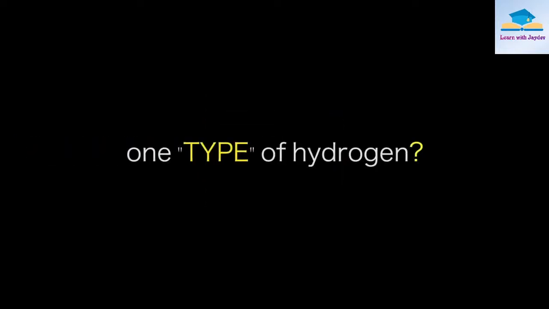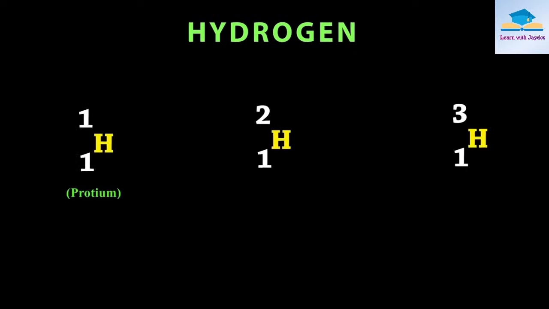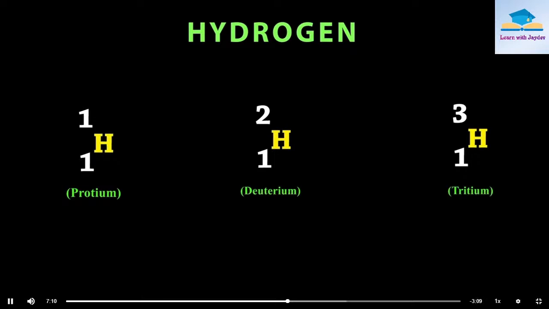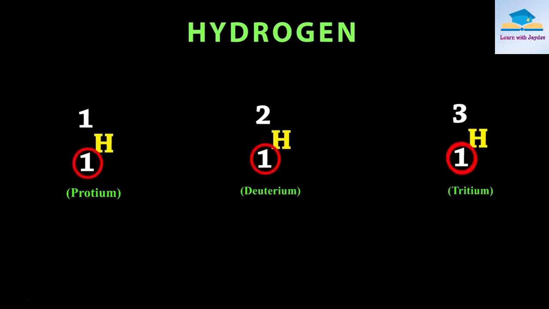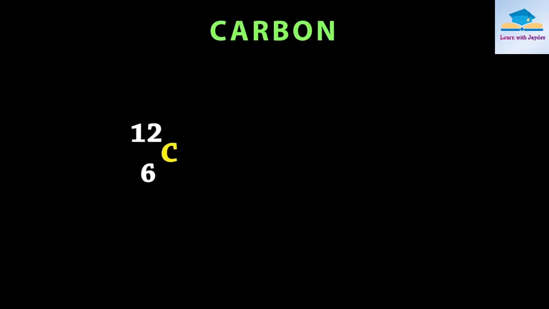Did I say one type of hydrogen atom? Yes, because the hydrogen atom has 3 atomic species: protium, deuterium, and tritium. We see that the atomic number of each is 1, but the mass number is different. That is 1, 2, and 3. Let us take another example, say the carbon atom. Here, the atomic number is 6, and the mass numbers in both the types are different, that is 12 and 14.